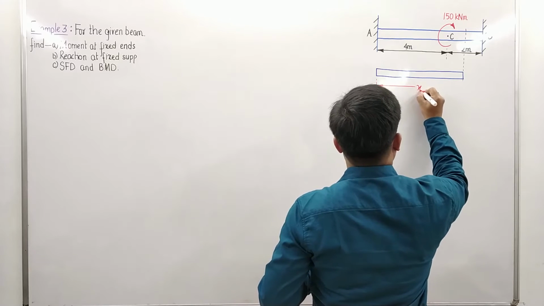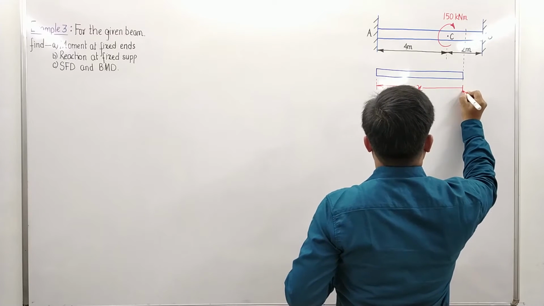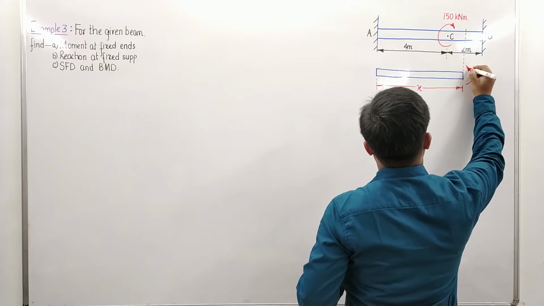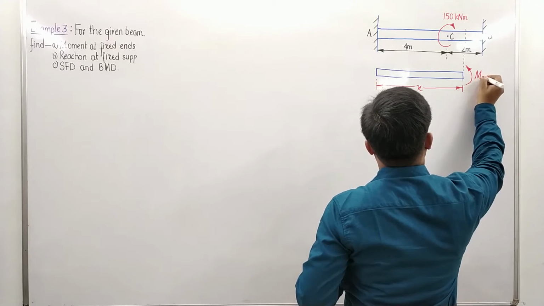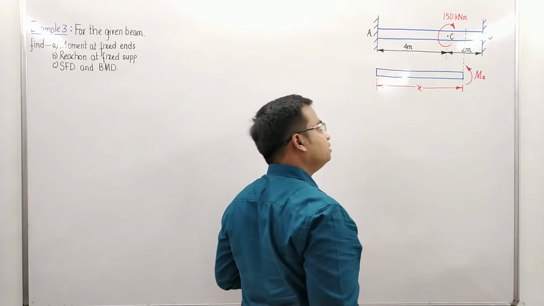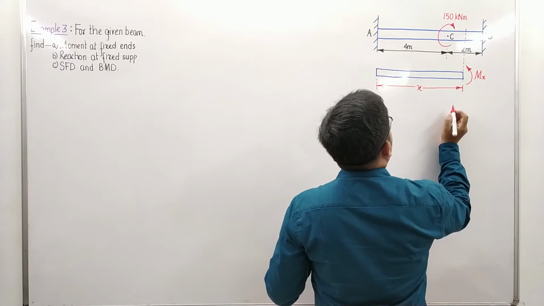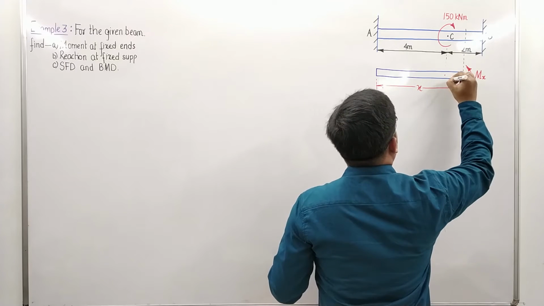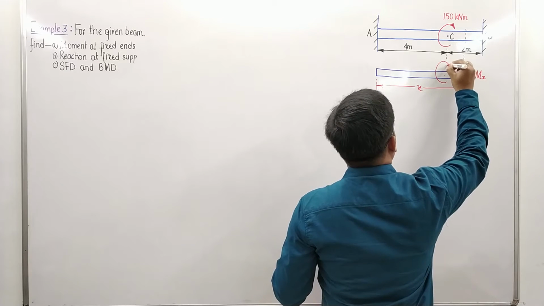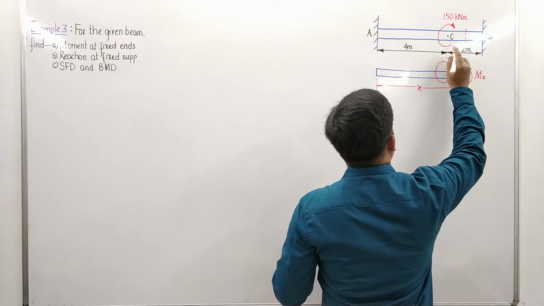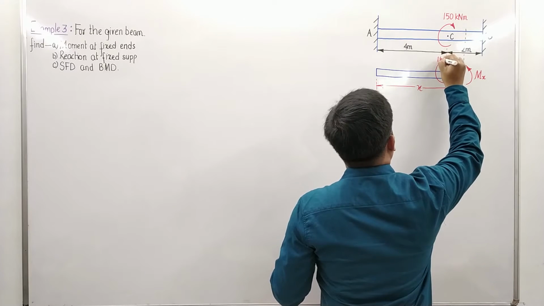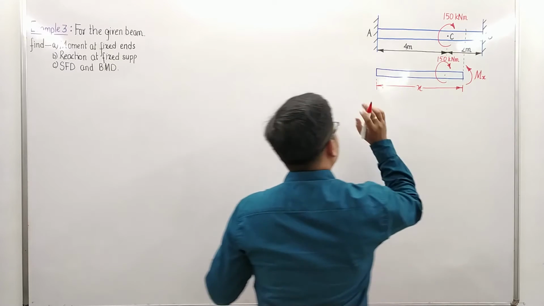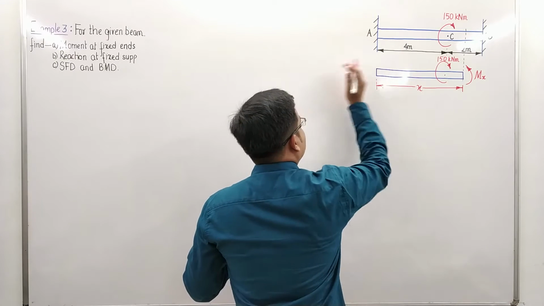So over here, obviously we've taken the section from this left side, at a distance of x. Then if you take the section from the left, the moment at this point, this is what we call Mx. Secondly, there is a couple acting over here. Let me extend this slightly here. And this is a clockwise couple. The magnitude, well, we know that very well, 150 kNm.